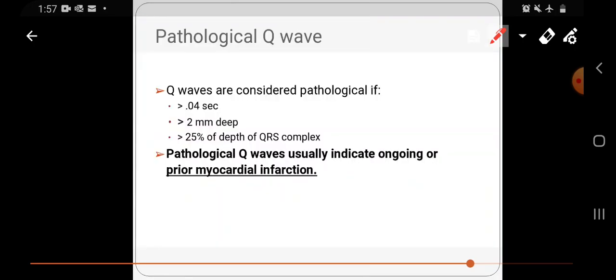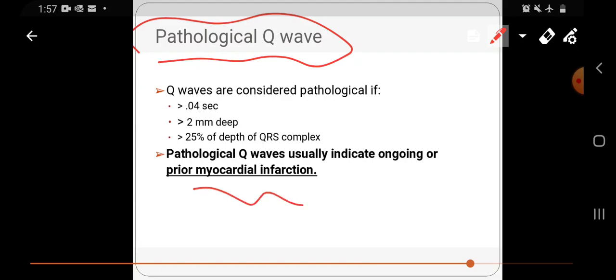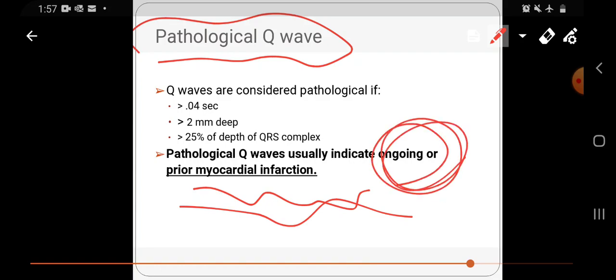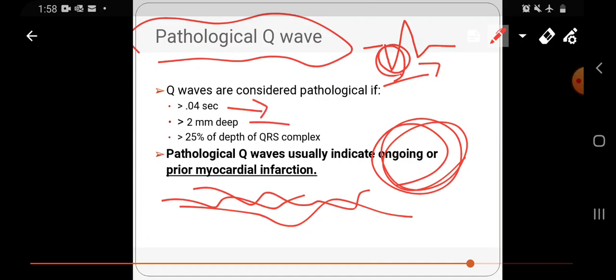Okay. Now we said the term pathological Q waves earlier. Pathological Q waves are permanent changes on the ECG that indicate there was a prior injury to the cardiac muscle, meaning a prior myocardial infarction. Sometimes we see them while the myocardial infarction is happening, but usually it's very evident after some time. To be considered pathological, remember the Q is the first negative deflection in the QRS complex. To consider the Q wave pathological it has to have a duration of more than 0.04 seconds. It has to be more than 2 millimeters deep, or more than 25% of the depth of the QRS complex.